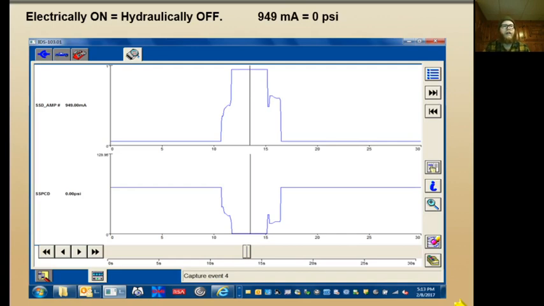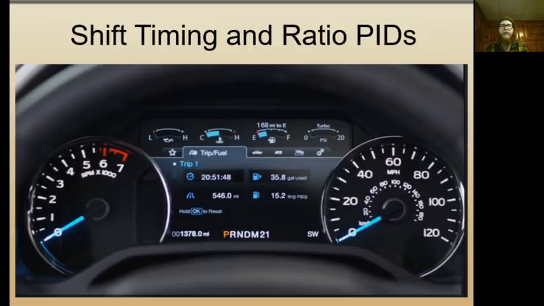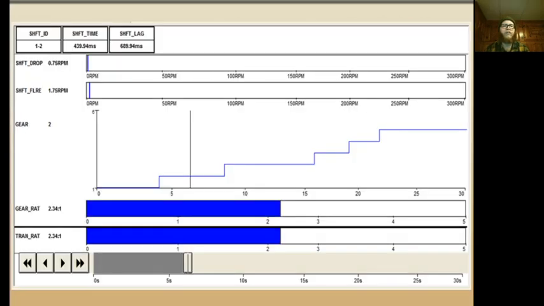Normally high, electrically on, hydraulically off, 0 psi. So it's just showing the difference of PID readings there, I guess. Shift timing and ratio PIDs. This is just a screen capture of an IDS recording, and all they're trying to do is show you a few PIDs that could be useful while you're road testing a vehicle.